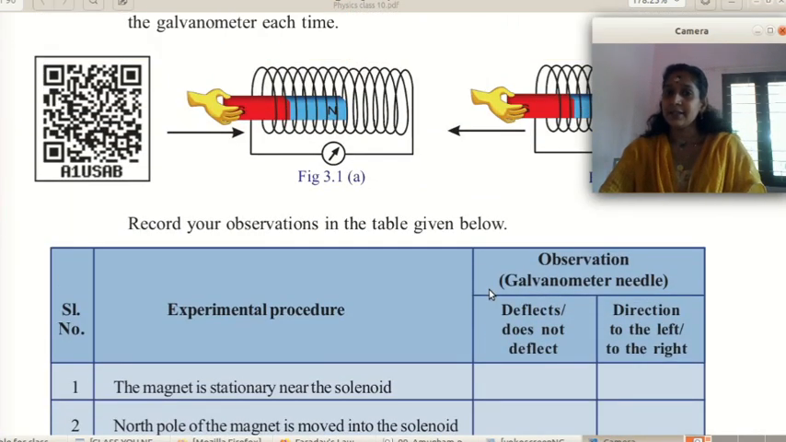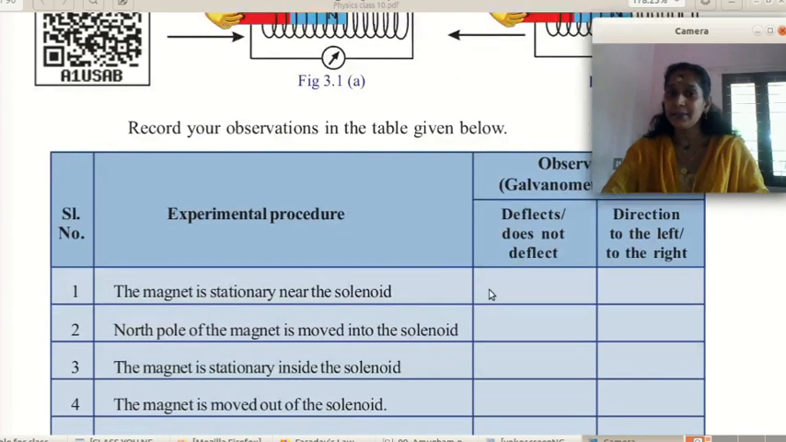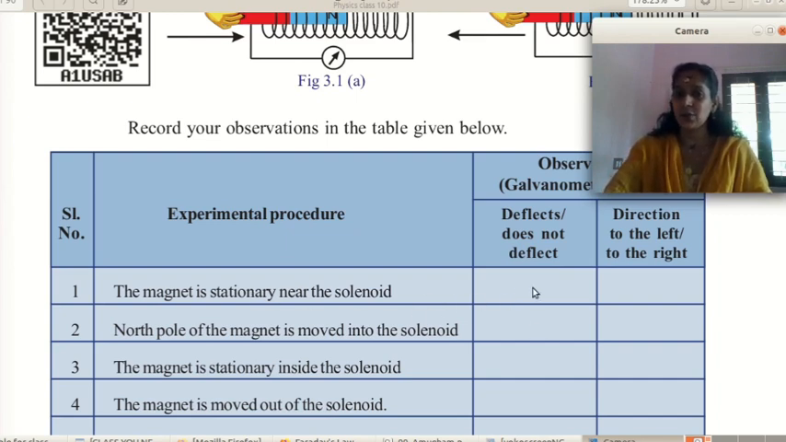We can conclude what we studied in a table. We can write in a table. Can you say the magnet is stationary near the solenoid? Are there any deflection? No. Does not deflect. Galvanometer needle does not deflect.